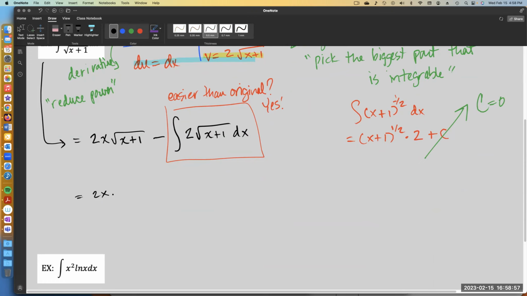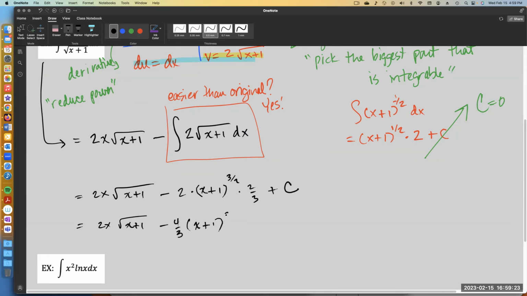So 2x square root x plus 1. The integral of this is the same thing we did over there, power rule. So we're going to have x plus 1 to the 3/2, divided by 3/2, which means multiply by 2/3. And we'll simplify to get our final answer. And that'll be our final answer.